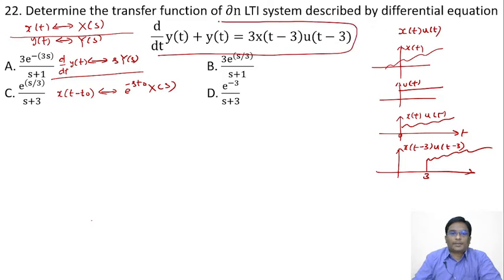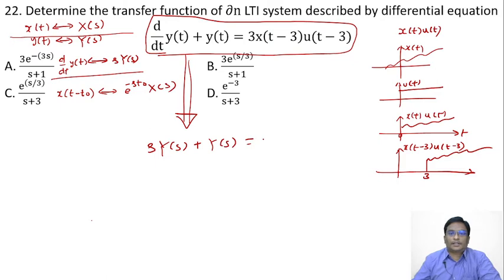Let us apply the Laplace transform on both sides. If you apply the Laplace transform on this one, this becomes s into y of s plus y of s. This is the entire signal x of t into u of t, also x of t only. It makes the signal causal, right-sided causal.